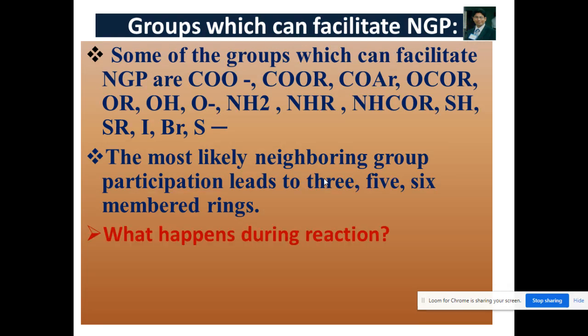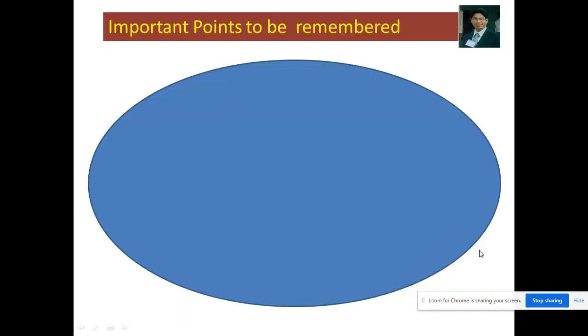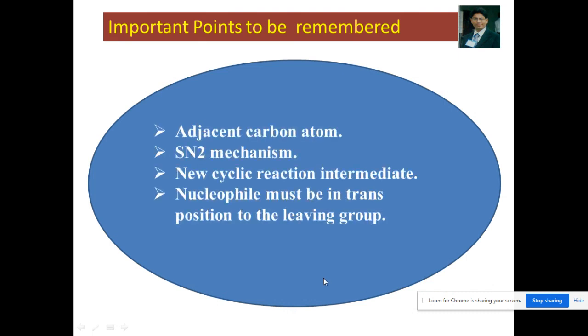Now, what happens during the reaction? The electron density will accelerate the rate of departure of the leaving group. That is the magic of these reactions. So, what important points should be remembered? The adjacent atom containing a lone pair of electrons participates in NGP reactions. This proceeds via the SN2 mechanism and a new cyclic reaction intermediate is formed during the reaction. The nucleophile must be in trans position to the leaving group.